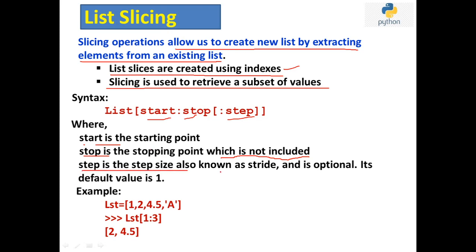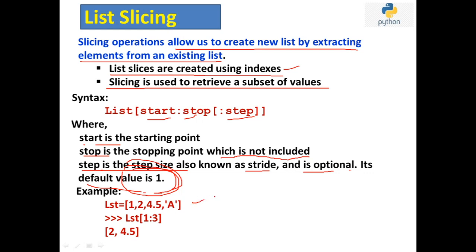Step is the step size, also known as stride, and it is optional. The default value of the step is 1. If you do not give any step value, it will consider it as 1. That means by each step it is jumping 1, 1, 1 like that.